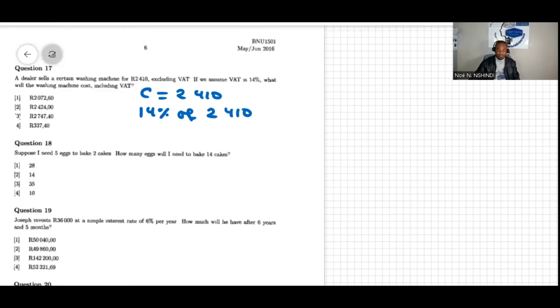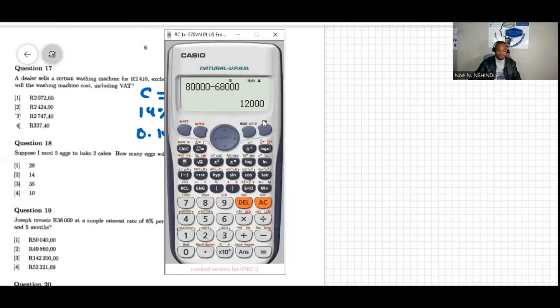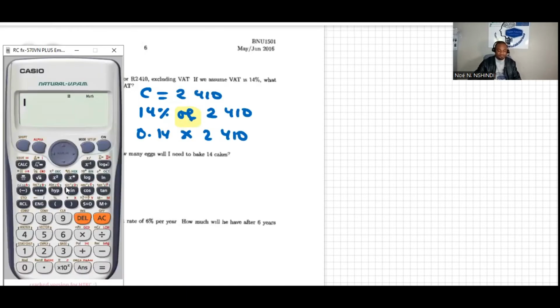Whenever you see the word of, understand this is translated as times in mathematics. So 14% will be 0.14 times 2,410. So let's first calculate the VAT. 0.14 multiplied by 2,410, equal. When the calculator displays a fraction like this as an answer, press the S to D button. This is 337.4.